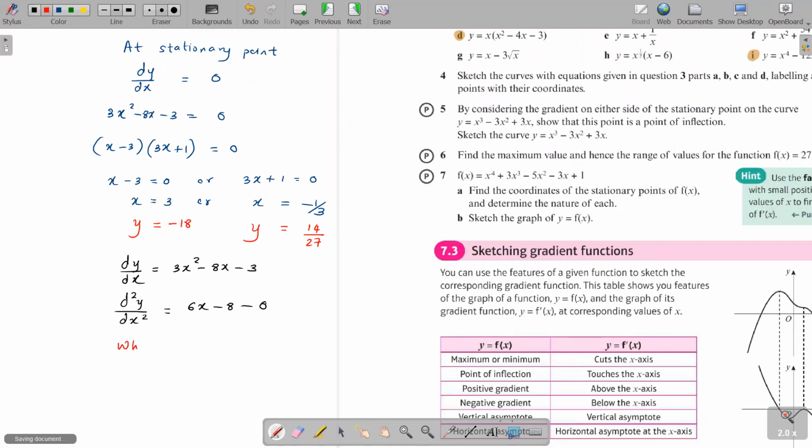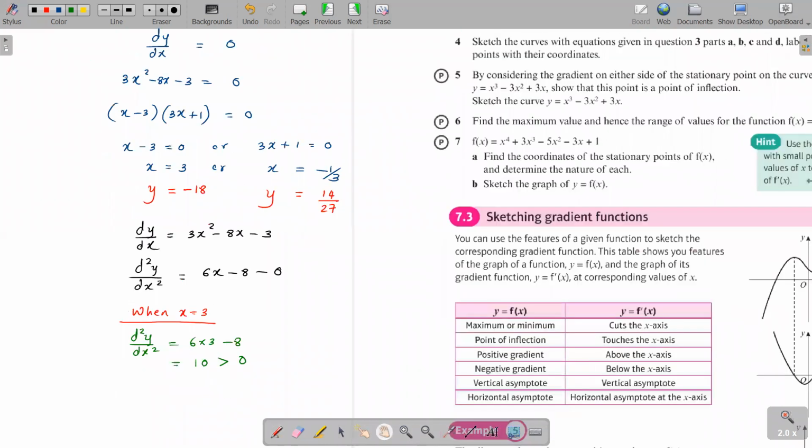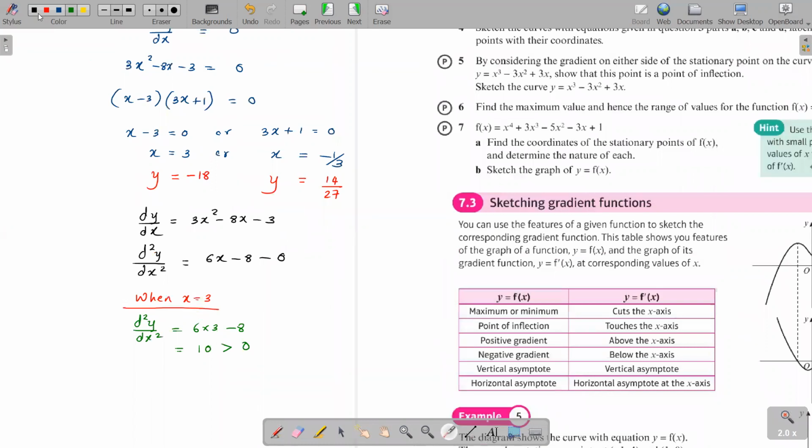So now when x is 3, the second derivative d square y by dx square becomes 6 times 3 minus 8. What do we get? 6 times 3 is 18 minus 8. Second derivative is 10, which means it is positive. Positive means what? The point where x is 3 is a minimum point. If your second derivative is positive, it means the turning point is a minimum turning point. So 3 comma minus 18 is a minimum.